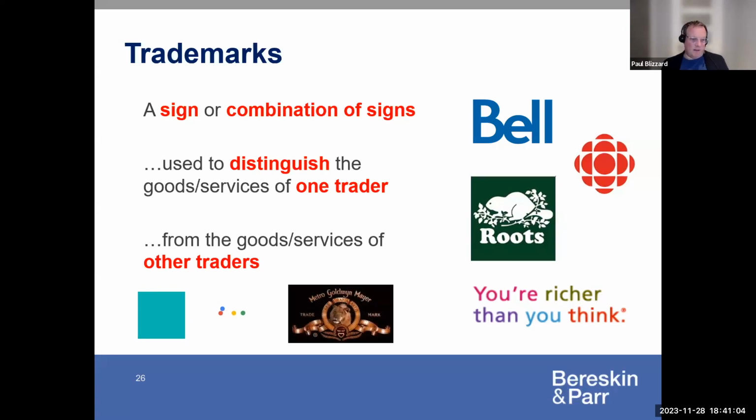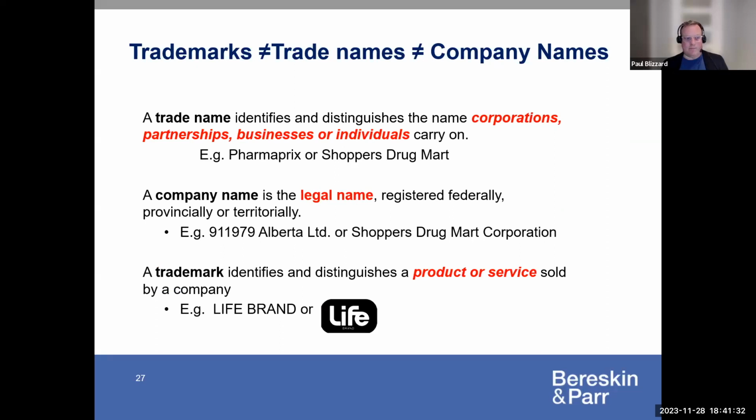The content of the mark, as you can see, can be colors. So you can trademark a color. You can trademark an animation, as you see the Google animation or the line at the bottom are both registered animations. They can be a slogan, so "you're richer than you think." They can be a logo, or a word, or a combination of those things.